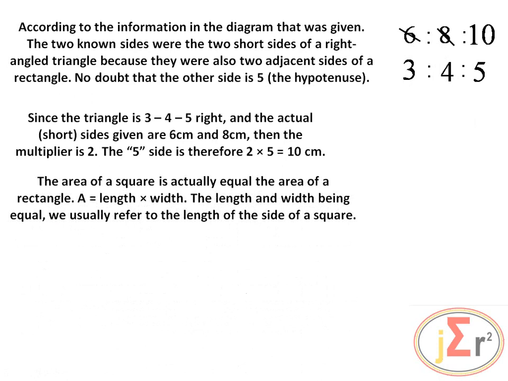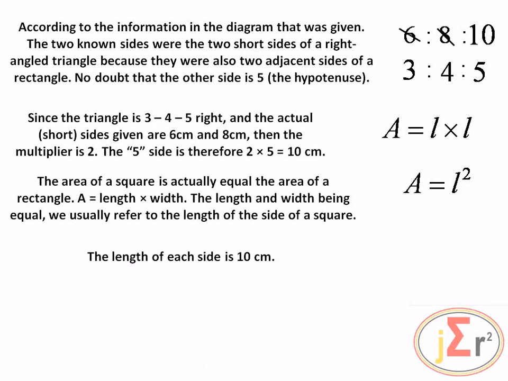The area of a square is actually equal to the area of a rectangle. The area of a rectangle is length multiplied by width. The length and width being equal, we usually refer to the length of a side of a square. So we do not usually say the length or the width of a square. We just say the length of a side of a square because all sides are equal. So the area is length multiplied by L, or L squared. The length of each side is 10 centimeters, so we have 10 centimeters squared.